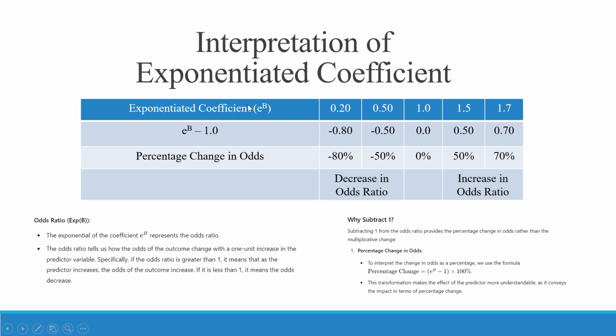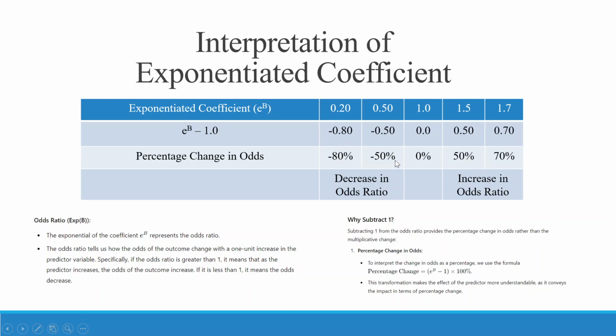Interpretation of exponentiated coefficients. In your output, you will get an exponentiated coefficient. Let's assume the values can be 0.20, 0.50, 1, 1.5, 1.7. Now what you have to do is deduct 1 from it. So 0.20 minus 1 is minus 0.80. 0.50 minus 1 is minus 0.50. 1 minus 1 is 0. 1.5 minus 1 is 0.50. 1.7 minus 1 is 0.70.